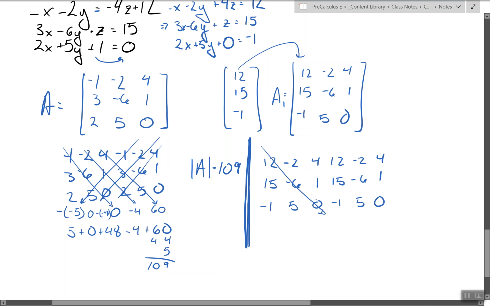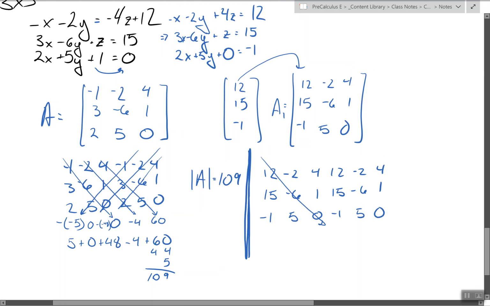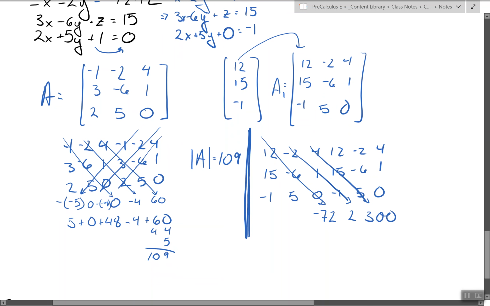Okay, so we're going to do the cross or the diagonals again. So 12 and 6, that is negative 72. 2 times 1 times 1, that's going to be positive 2. 4 times 15 is 20, so that is going to be 300, positive 300. Okay, now we're getting big numbers, which is good because we have 109 and we need things to be divisible by 109. So the other diagonals are going to be negative now.